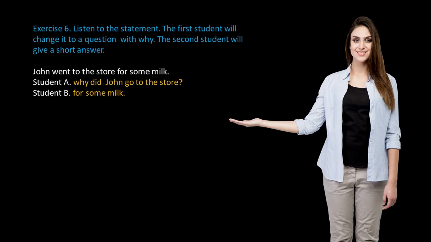Exercise 6. Listen to the statement. The first student will change it to a question with why. The second student will give a short answer. John went to the store for some milk. Student A. Why did John go to the store? Student B. For some milk. Now, please do the following exercise. You can pause your video until you finish the exercise.